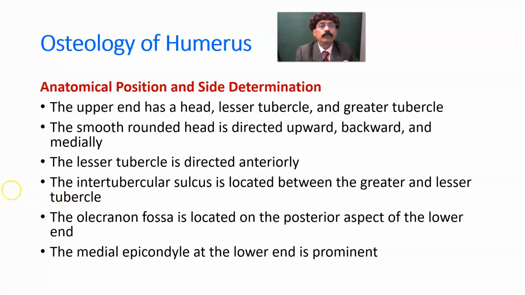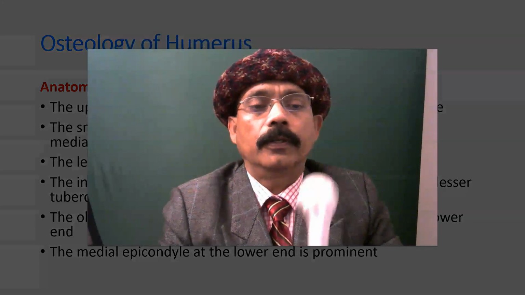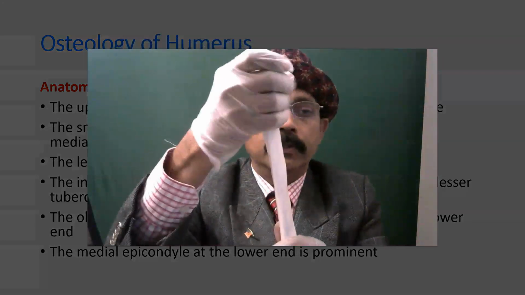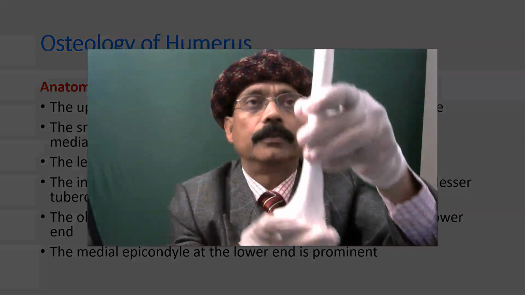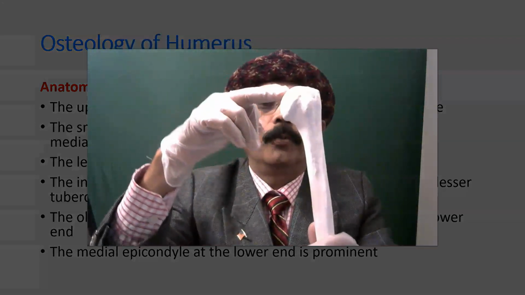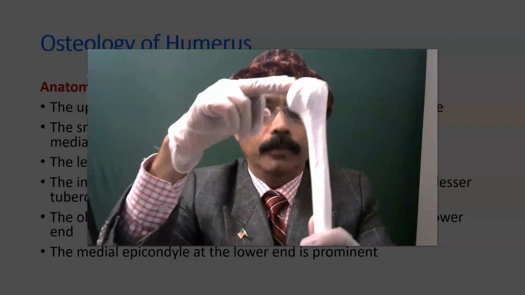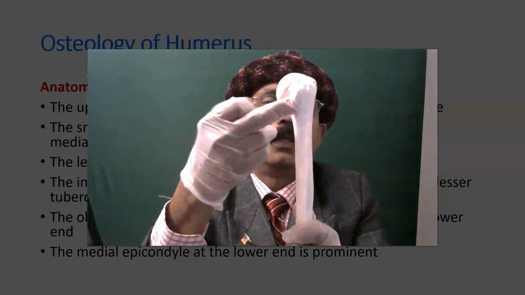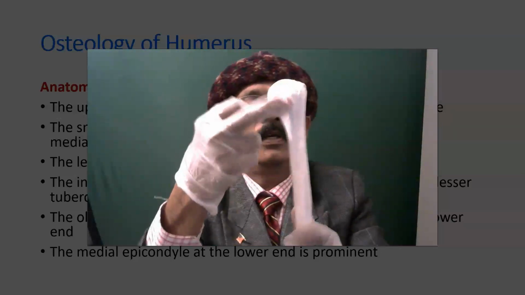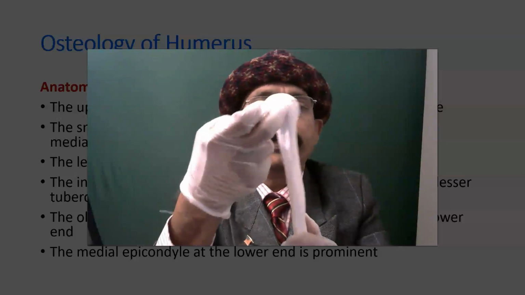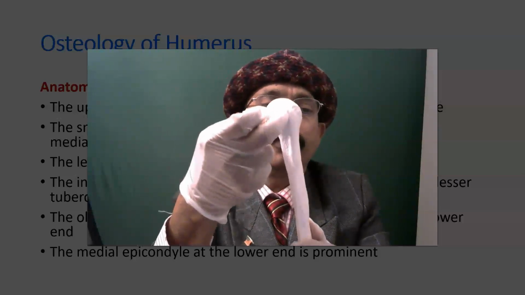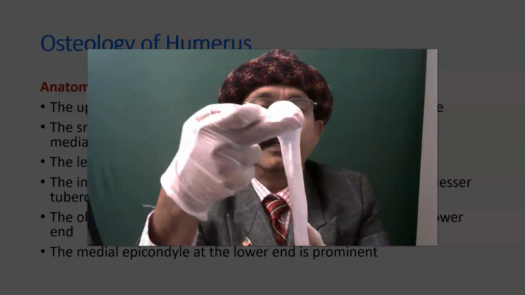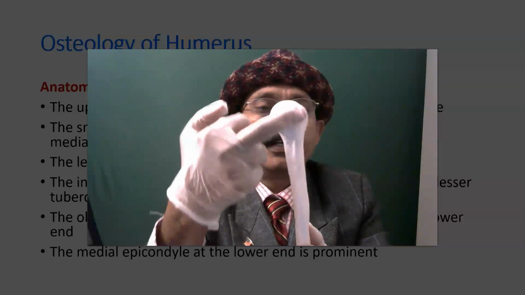Okay, so we got the anatomical position and side determination. Let us show you that part. Okay, so upper end, lower end. The head is directed upwards, medially and posteriorly. Anteriorly we'll have the lesser tubercle of the humerus. Just lateral to that is the intertubercular sulcus or bicipital groove. Then lateral to it is the greater tubercle.